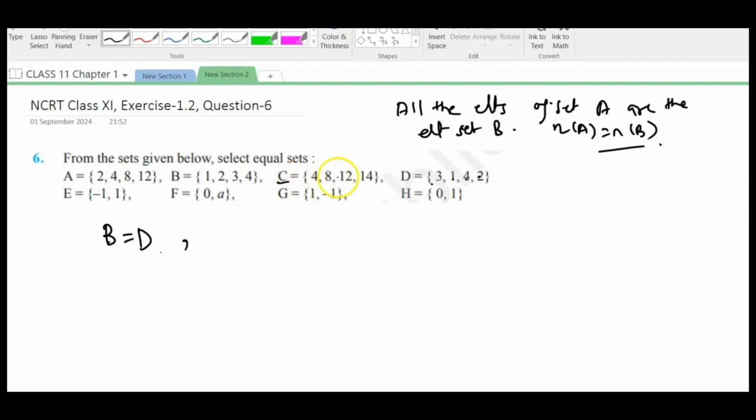For the set C, {4, 8, 12, 14}. None of D, E, F, G, H have these elements, not even A and B. So C is not equal to any of these sets. D is equal to B; we have already written that pair. Then E is equal to {minus 1, 1}. So this set has 2 elements. For the sets that have 4 elements, we do not need to check. We only need to check the sets which have 2 elements. So E is equal to {minus 1, 1}, and G is the same. So E is equal to G.